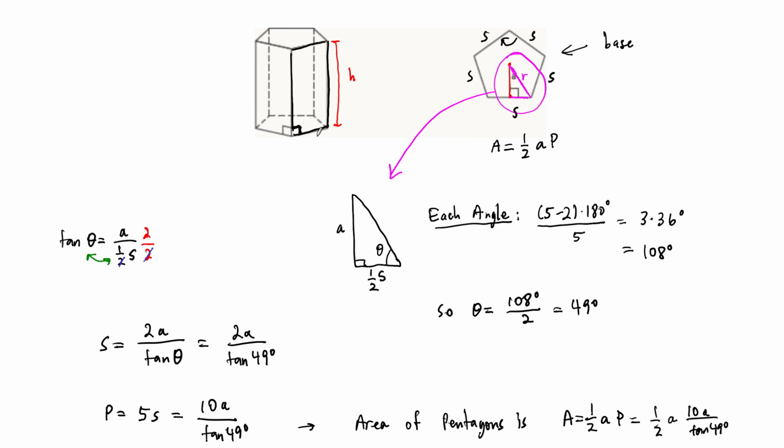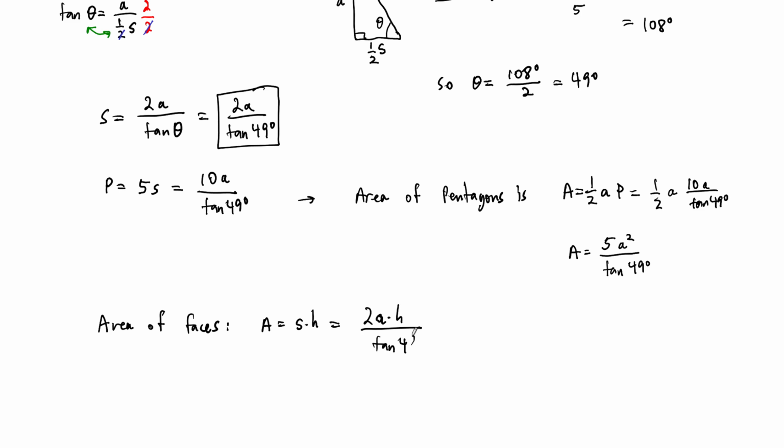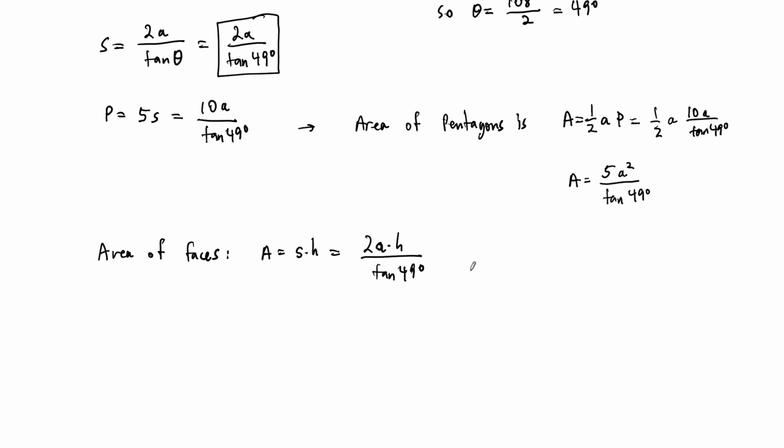So the faces, by the way, have base s, height h, so their area is going to be just s times h. So the area of these faces is going to be s times h. H, remember, is independent, but s is given by this formula that we just found. So this is our s, so we have to get that in there, right? So this is then 2 times a, apothem, times h over the tangent of 49 degrees. And again, we have 5 of these faces, right? So this is for each face.